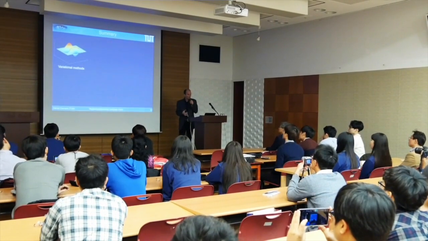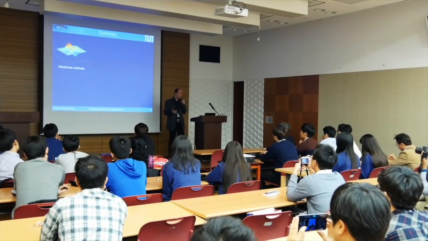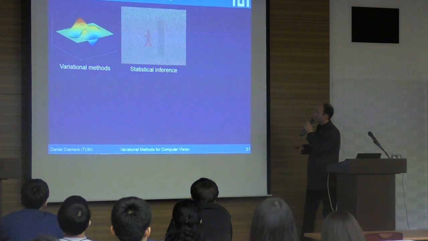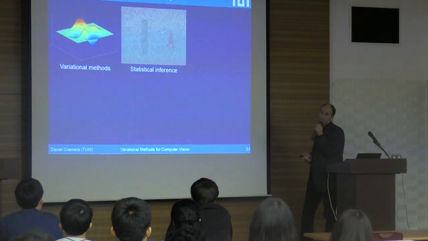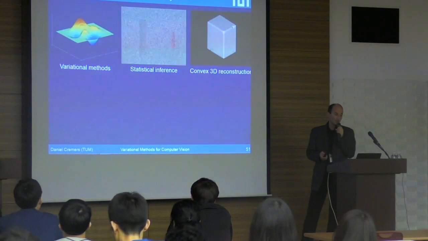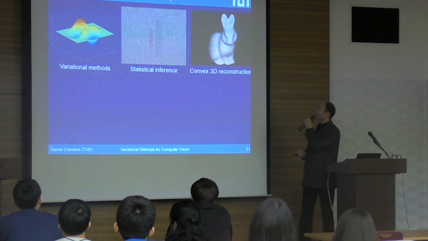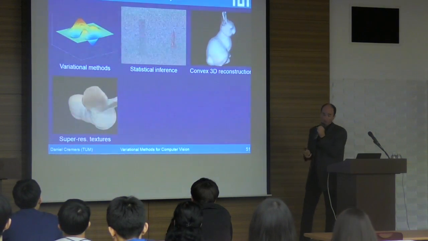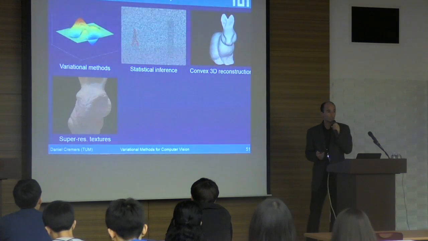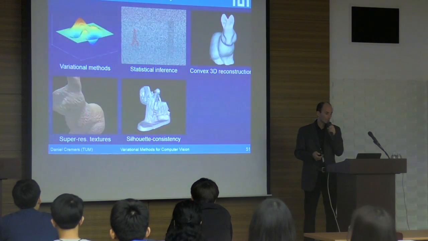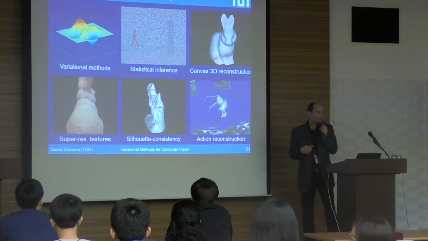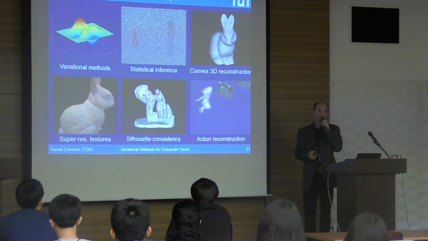So to summarize, I talked about variational methods, gave you some of the basic ideas behind them, in particular the Euler-Lagrange equation. I showed you how you can relate this to statistical inference and how you can bring in prior knowledge about the world we live in. I showed how you can do 3D reconstruction with variational methods, how you can compute high resolution and super resolution textures of 3D objects using these variational approaches, how you can do 3D reconstruction with silhouette consistency, and lastly I showed you that you can recover actions over time.